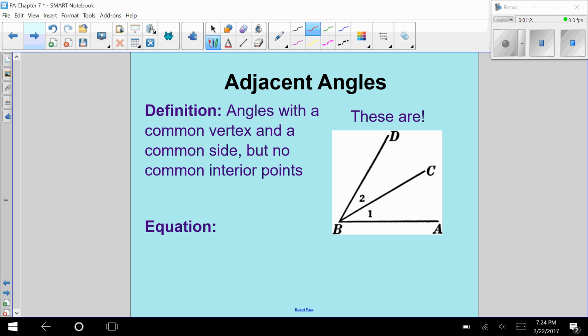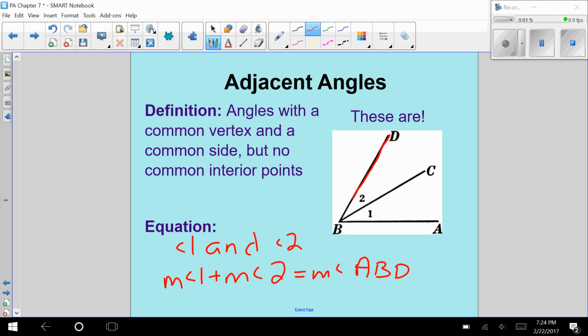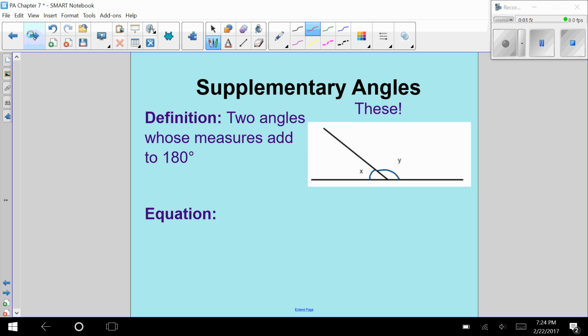Adjacent angles are angles with a common vertex and a common side, but no common interior points. So basically, they're angles that are right up next to each other, but don't overlap. So in this, angle 1 and angle 2 are adjacent angles. So the way I would write an equation for this, I would say that the measure of angle 1 plus the measure of angle 2, so if I add those two together, I'm going to get the measure of angle ABD. So if I add those two angles together, I get the big outer one.